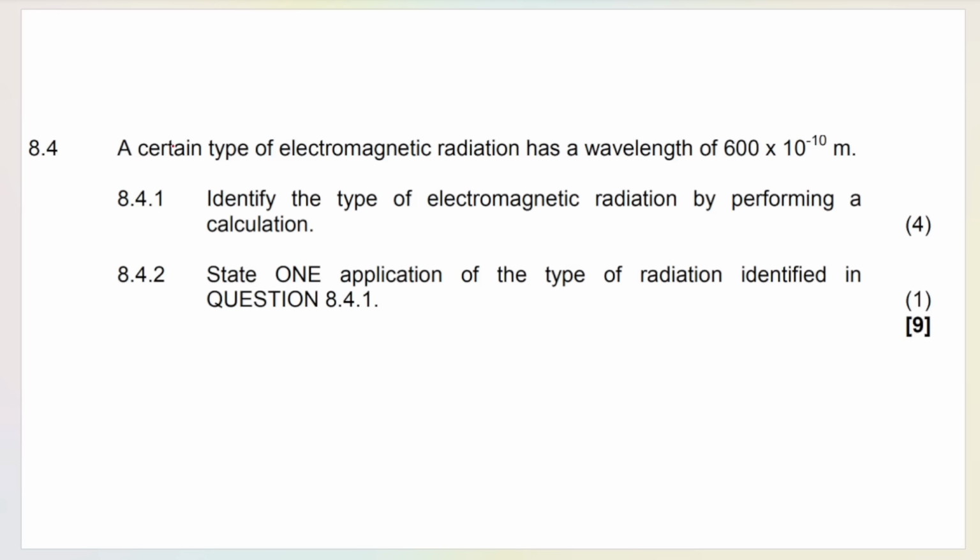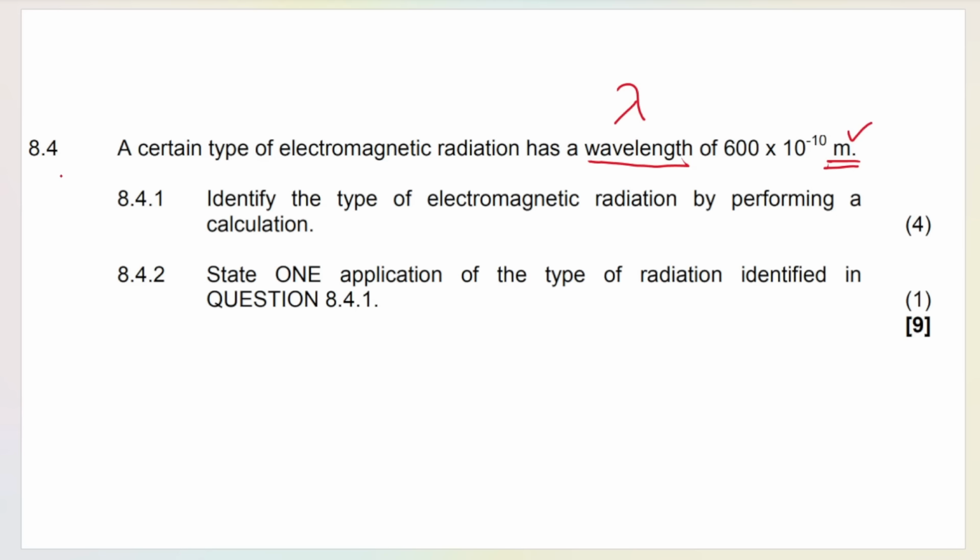Our next question says, a certain type of electromagnetic radiation has a wavelength. You know the symbol for wavelength is that? Of 600 times 10 to the minus 10 meters. It must be in meters, so that's all good. And then they say identify the type of electromagnetic radiation by performing a calculation.